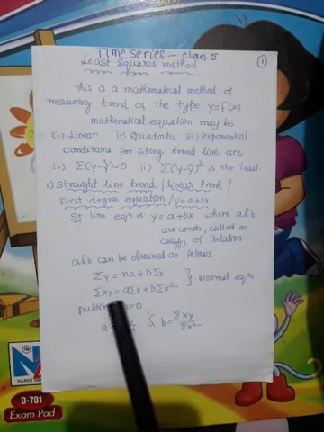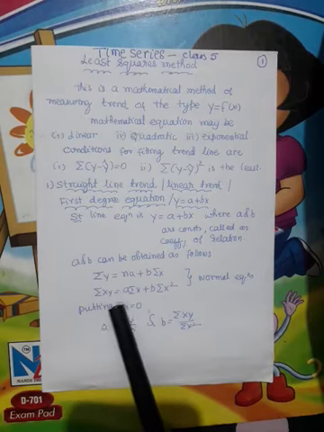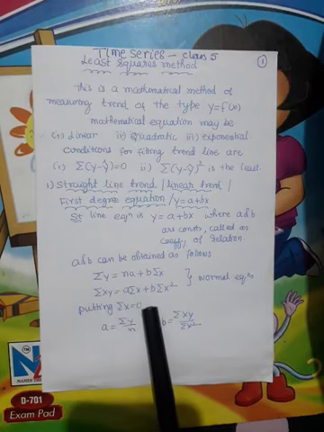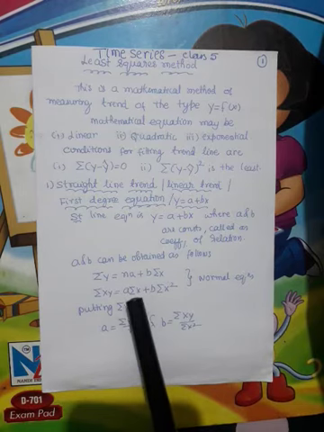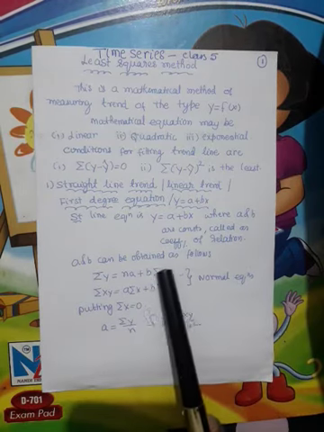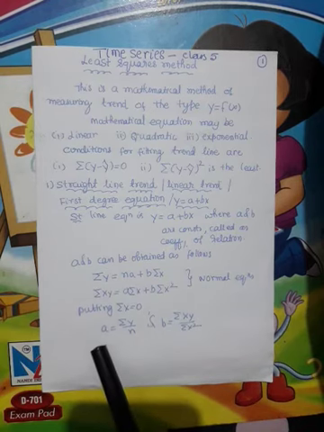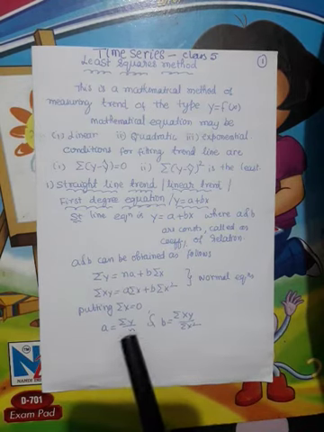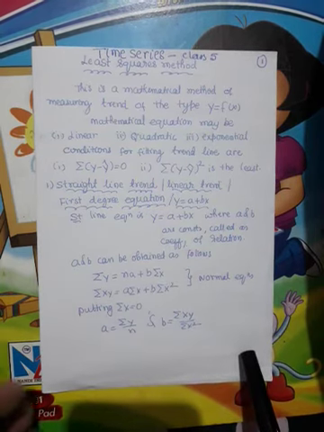These two are the normal equations. Sigma y is equal to na plus b sigma x. Sigma xy is equal to a sigma x plus b sigma x square. By making sigma x equal to 0, from the first equation we get a is equal to sigma y divided by n. From the second equation we get b is equal to sigma xy divided by sigma x square.